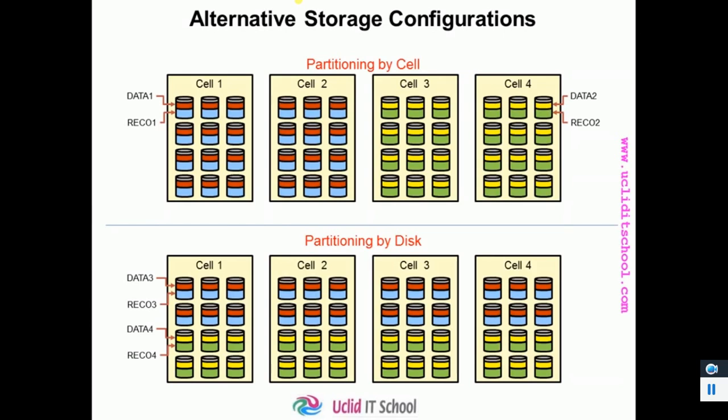The second possible configuration is partitioning by disk. In this case, you are using all the 4 cells for every database. But inside the cell, you are partitioning by disks. The first 6 disks are allocated to one database. The second 6 disks are allocated to another database. So this is another possible storage configuration. Both are supported, but Oracle doesn't recommend these configurations unless there is some compliance requirement in the organization. So by default, every storage server and every hard disk will be used for all the databases created on the database machine.